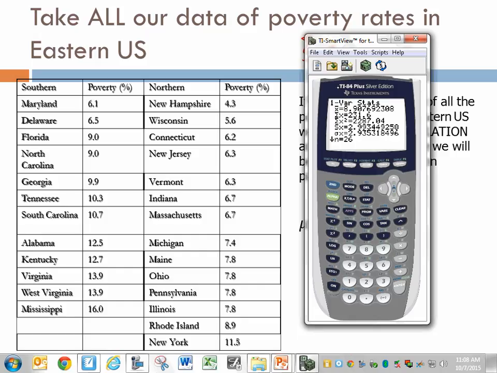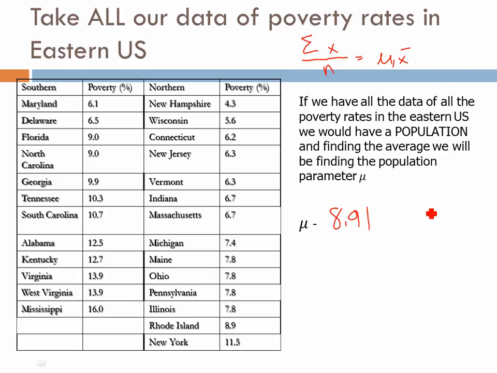Simple, okay? Now, I'm saying this is mu, but this is saying this is X bar. You should know that this is mu. This is going to be the population parameter. This is our average poverty rate, 8.91, and that's percent.